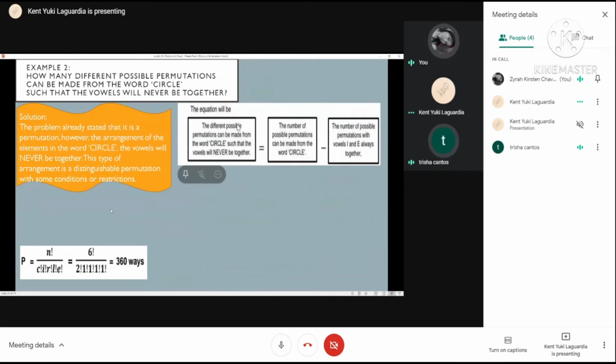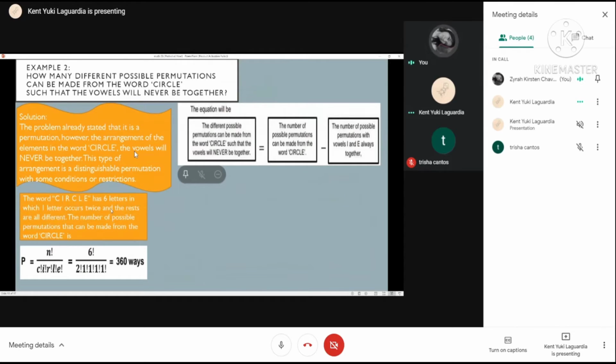The equation will be: the different possible permutations that can be made from the word circle such that the vowels will never be together equals the number of possible permutations that can be made from the word circle subtracted by the number of possible permutations with vowels I and E always together.